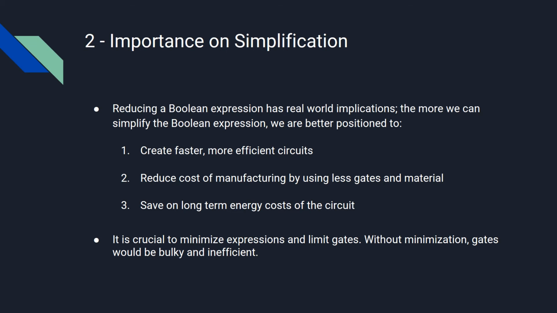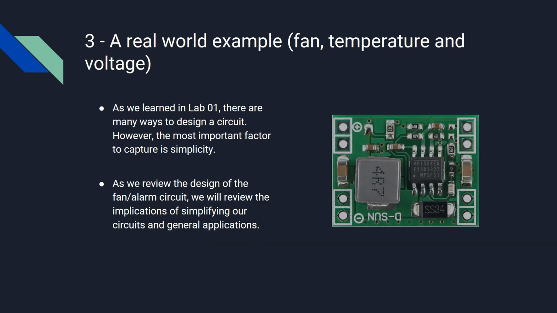It is crucial to minimize expressions and limit gates. Without minimization, circuits would be bulky and inefficient. Furthermore, simplification has very real-world implications. As we learned in the first lab, there are many ways to design a circuit. However, the most important factor is to capture simplicity. As we review the design of the fan alarm circuit, we will review the implications of simplifying our circuits and general applications. As we make circuits simpler, they become more efficient and they work better for us and for the user. They have longer lifespans and can perform at their topmost efficiency.